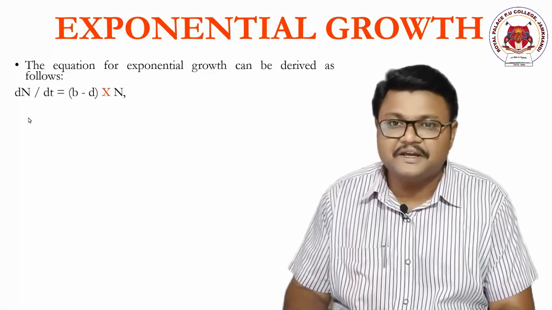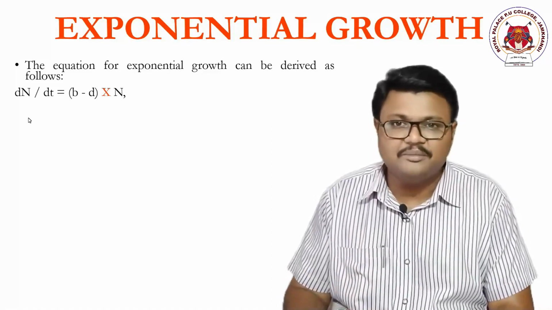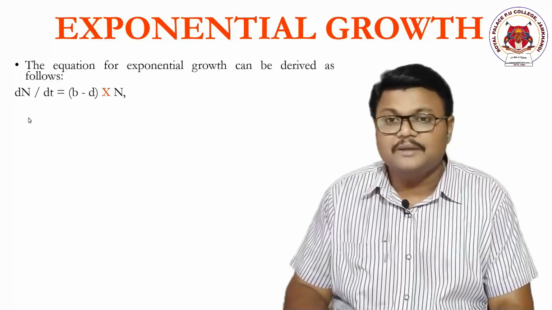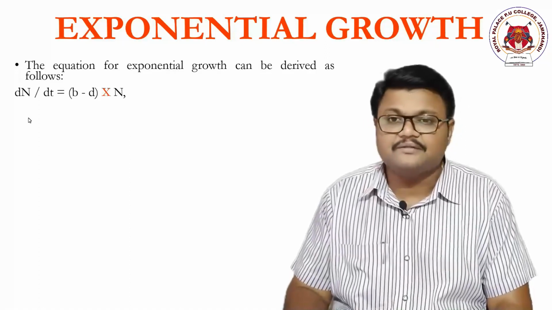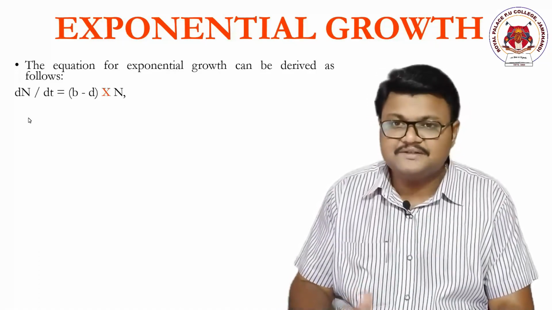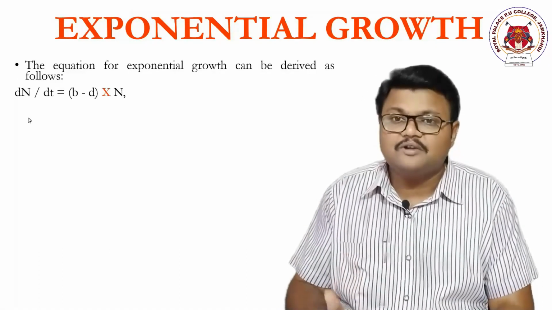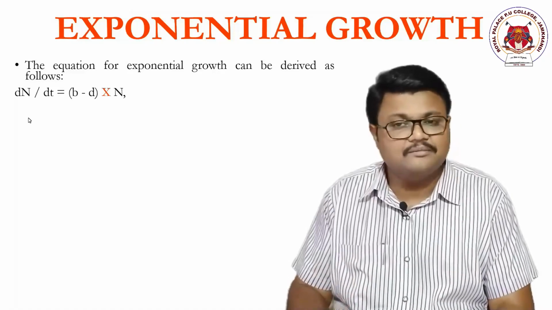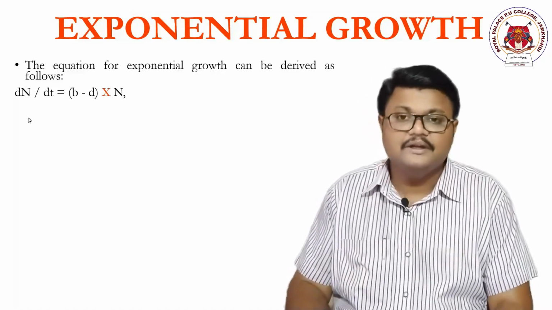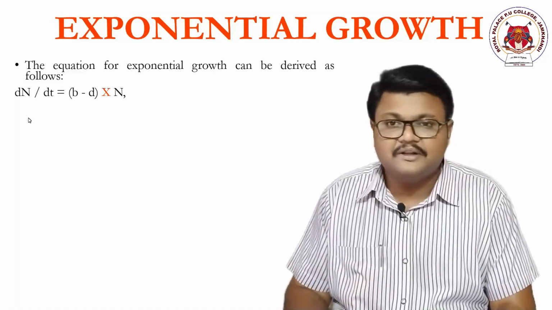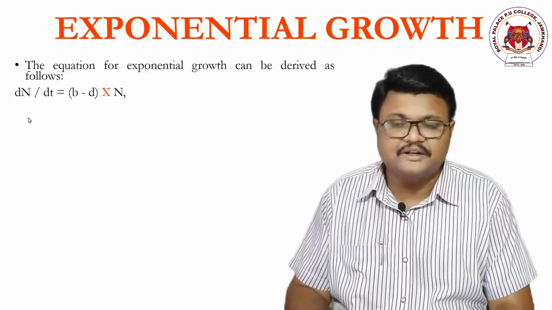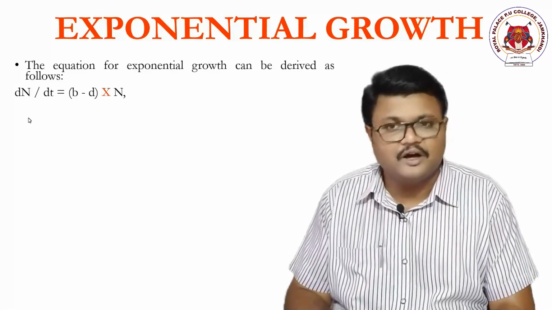Let me repeat that this equation can be given as dN by dt is equal to (b minus d) into N, wherein b minus d is nothing but the difference between the total number of births, or birth rate, minus the total number of deaths, or death rate, and N is nothing but the population number, how many organisms are present in that particular ecosystem or area.